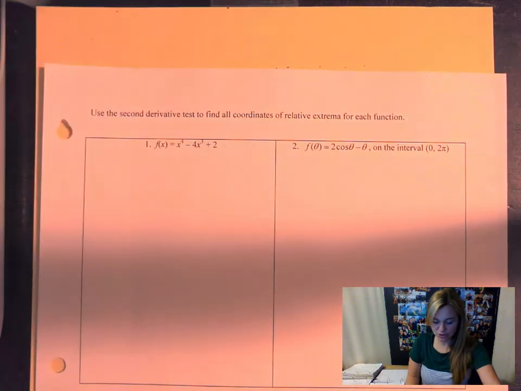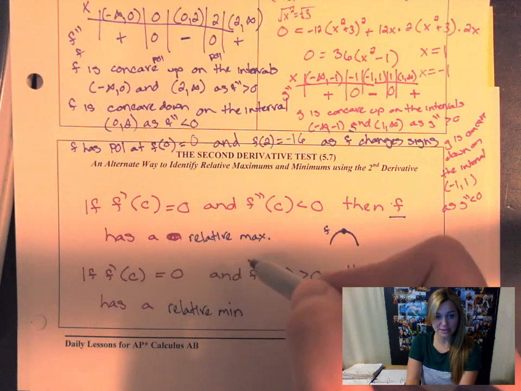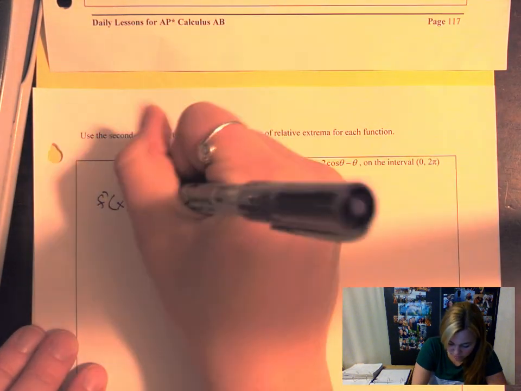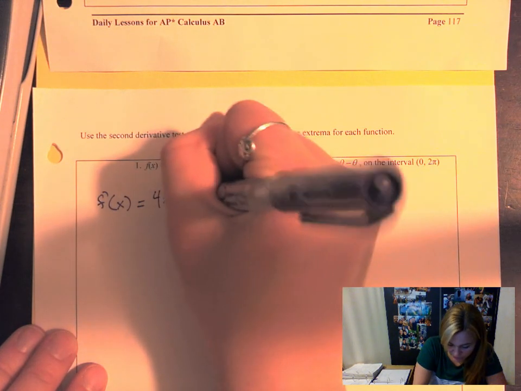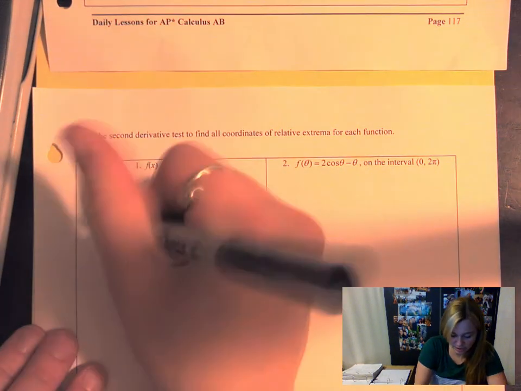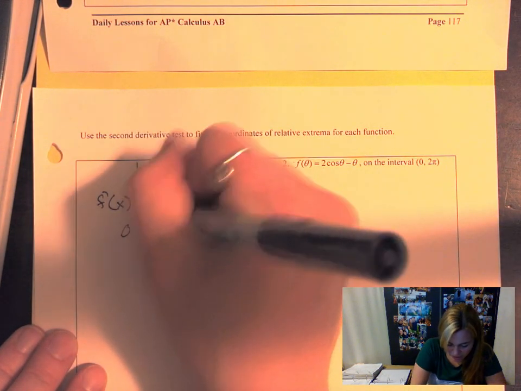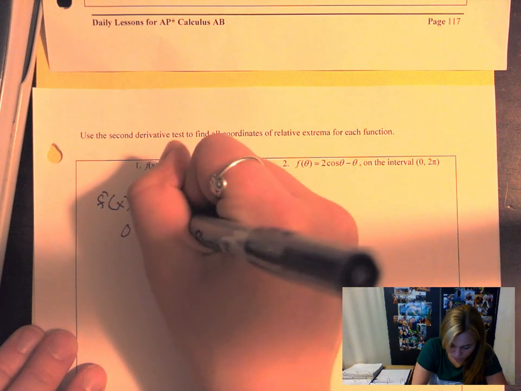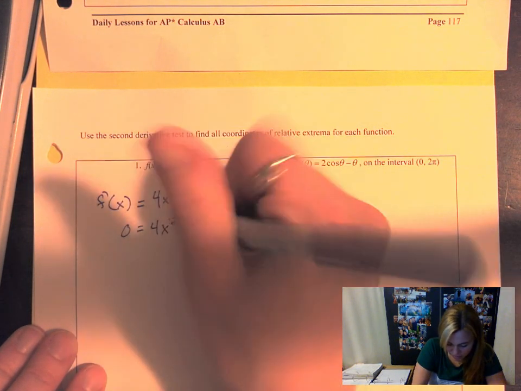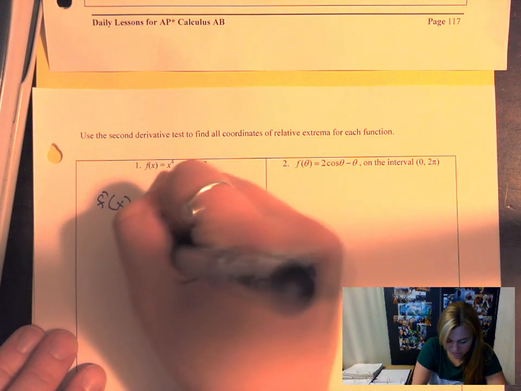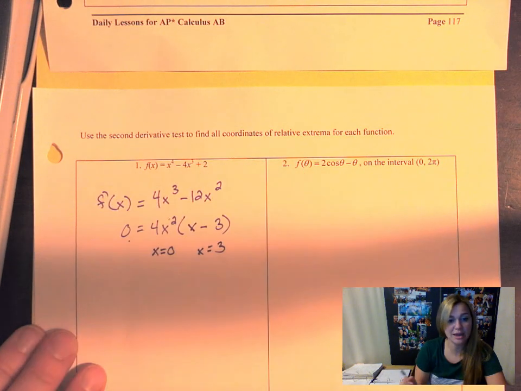Okay, use the second derivative test to find all coordinates. The second derivative test says that I have to figure out where f prime is equal to 0 in both of these. So let's do that. In this one, f prime of x is equal to 4x cubed minus 12x squared, and I want to set this equal to 0. Let me factor this out. I could factor out 4x squared, and I would get x minus 3. So at x equals 0 and at x equals 3, f prime of x would be equal to 0.